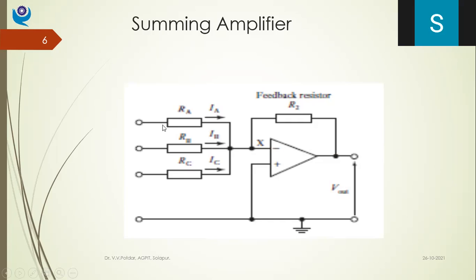VA minus Vx will be equal to IA into RA. VB minus Vx will be equal to IB into RB. VC minus Vx will be equal to IC into RC. This is how the potential drop across each of the resistances will be given. Therefore, VA by RA will be equal to IA.